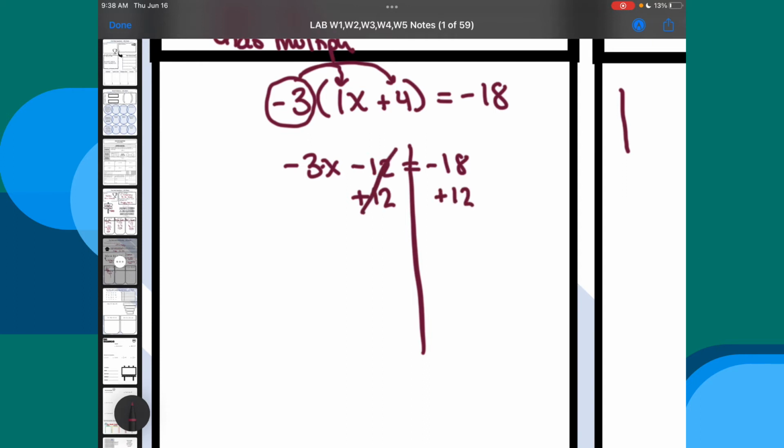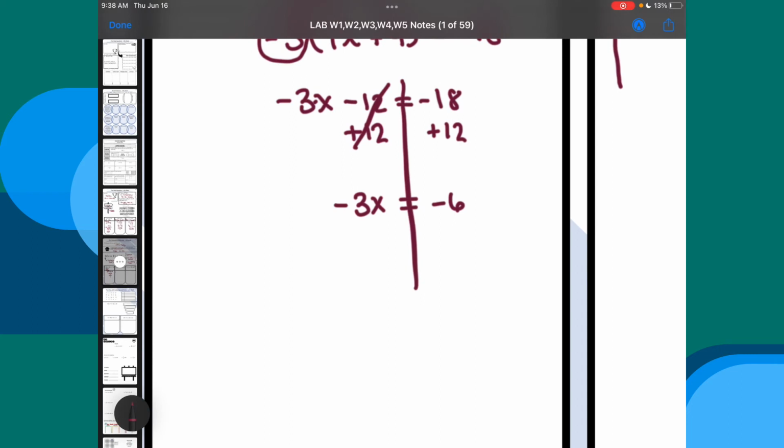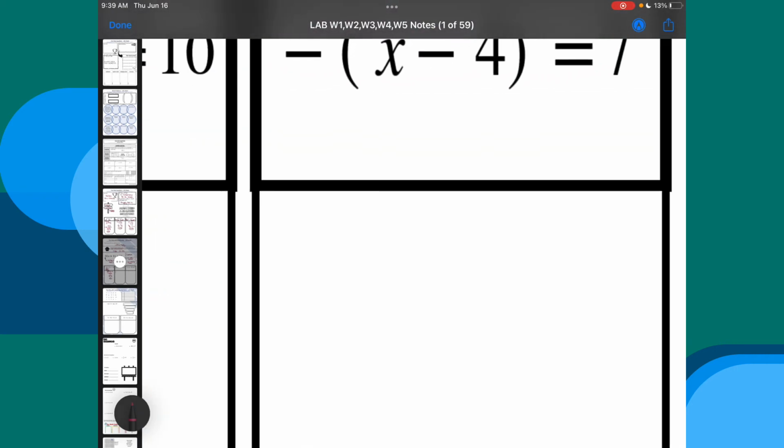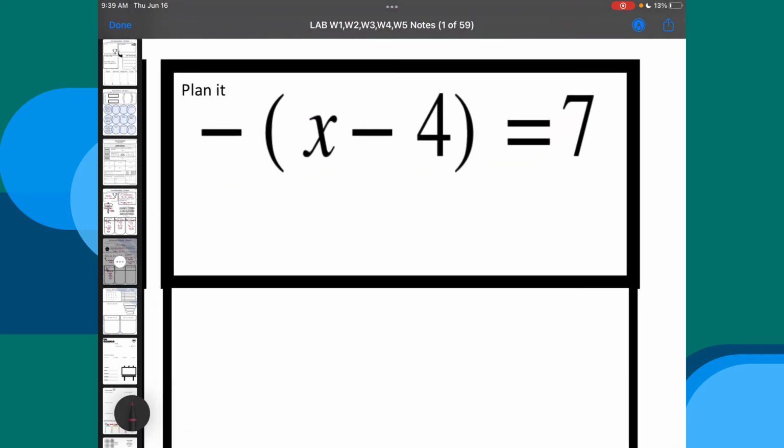I also have to do it to the other side. The -3x comes down, and 18 plus 12 is 30... Now we have multiplication. We undo multiplication with division. So I'm going to divide both sides by -3, and our final answer is x is equal to 2. I could plug that back into the original problem and check it.